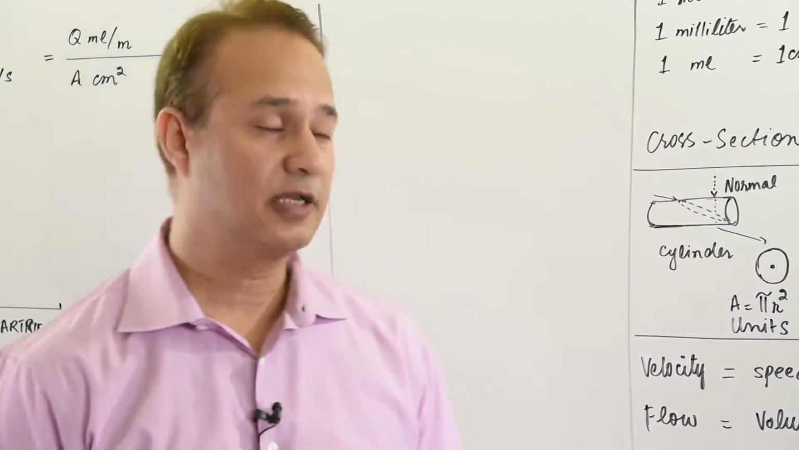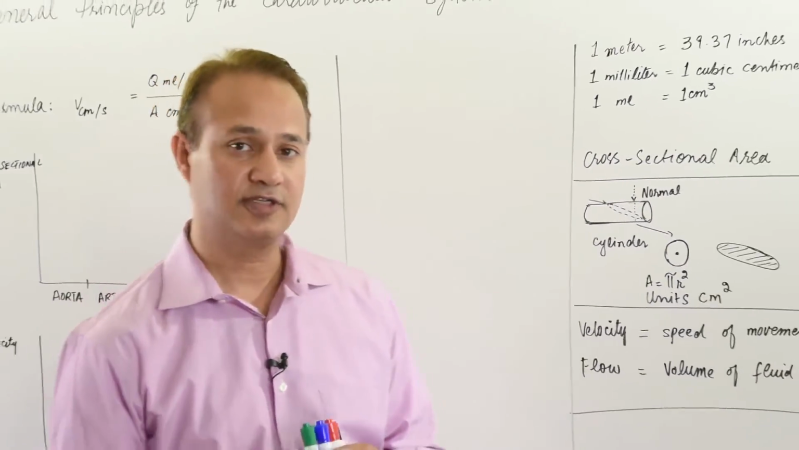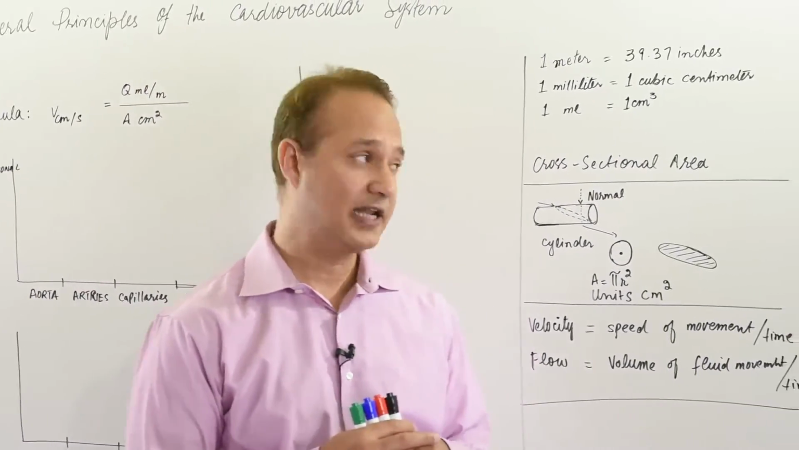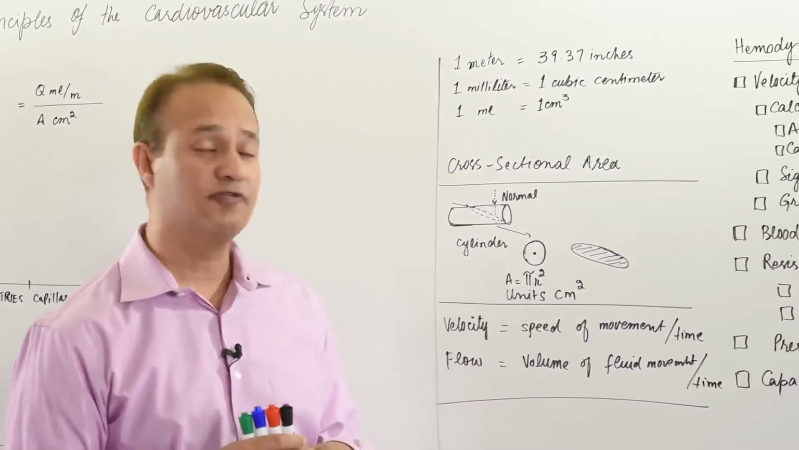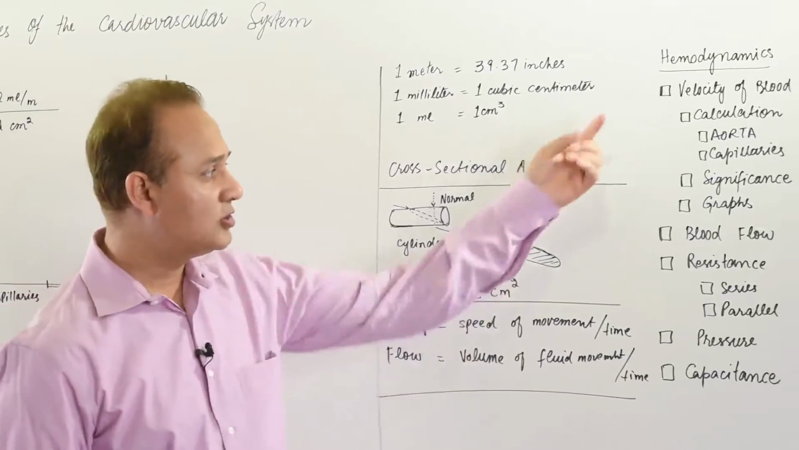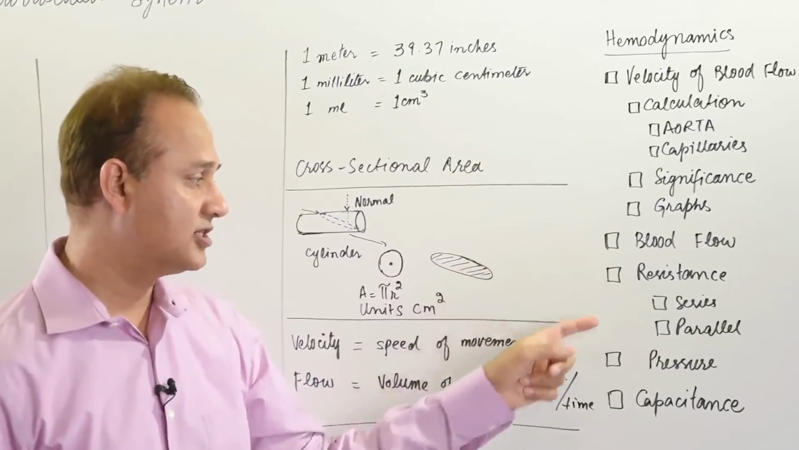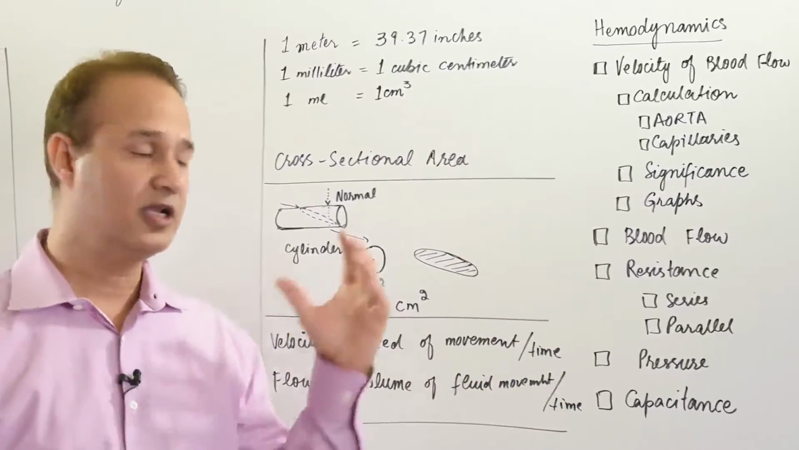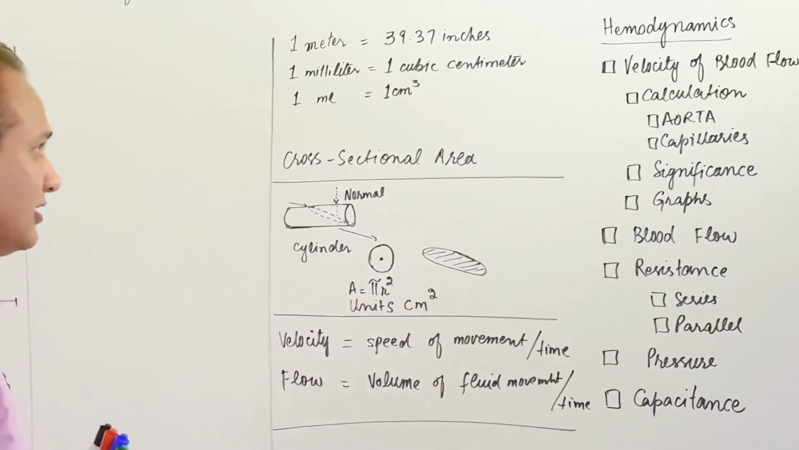Guys, this is Mubin. We are talking about the general principles of the cardiovascular system. We have started hemodynamics, and the lecture today is about the velocity of the blood flow. We'll do other lectures like blood flow, the resistance, the pressure, the capacitance later on. Today we are talking about the velocity of the blood flow.